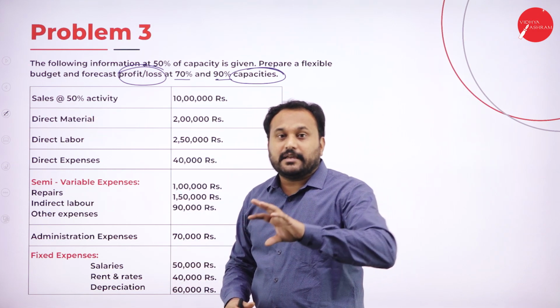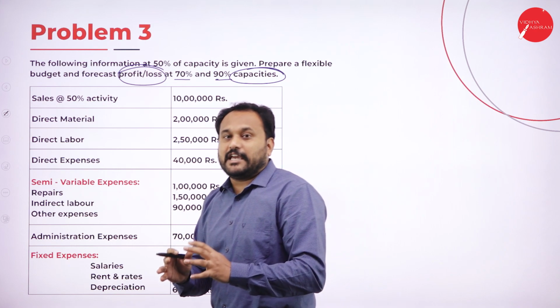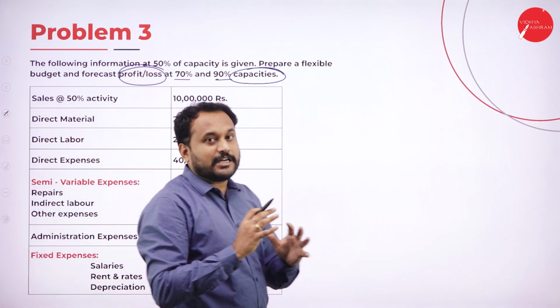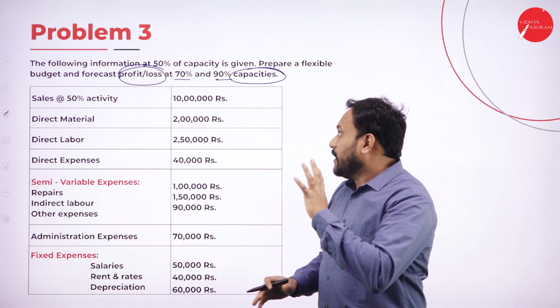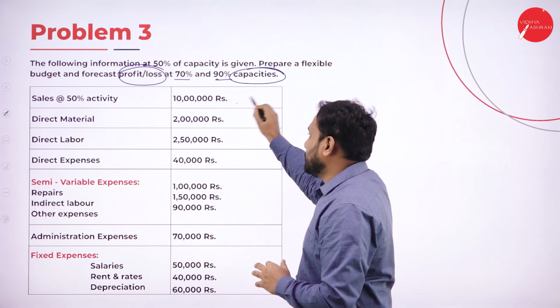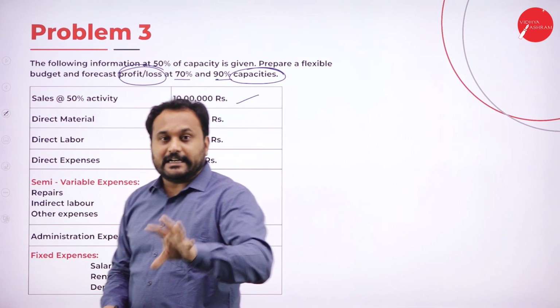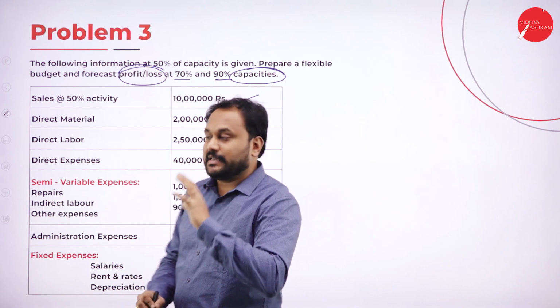What are the sales? In the last two problems we never came across the word sales because we only went with total cost. But now we have something called sales. At 50% activity, sales is 10 lakh rupees. So we are supposed to take sales as 10 lakh rupees at 50% capacity.